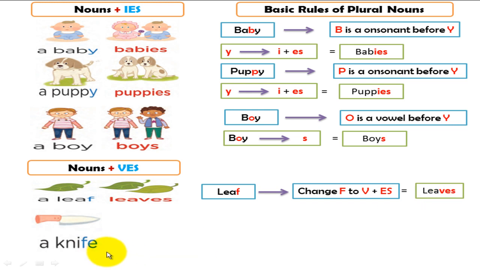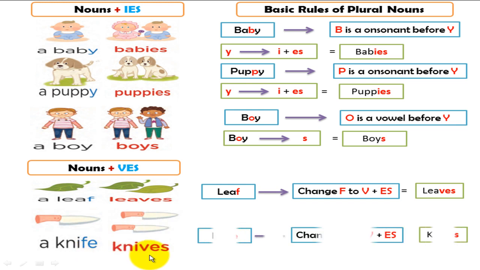Another example, we have a knife. So this word ends in FE. It becomes knives. So with knife, we change FE to V, and then we add ES to form the plural noun, knives.